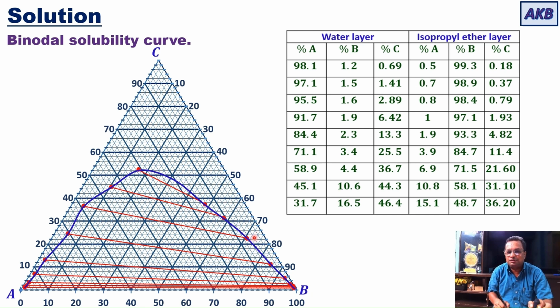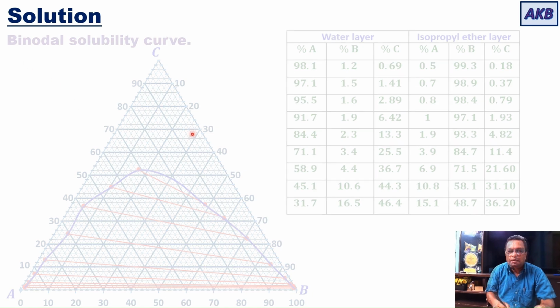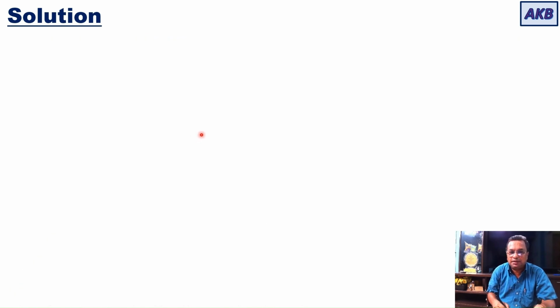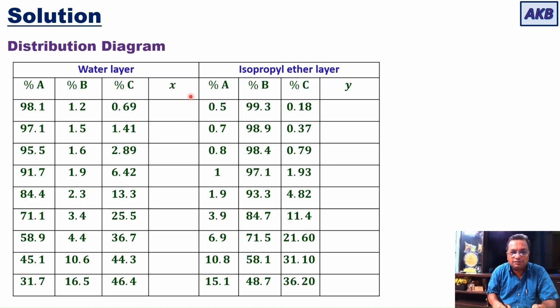I hope you have learned how to plot these points, how to use the triangular graph to plot the binodal solubility curve. Okay, so after plotting the binodal solubility curve on a triangular graph, now let us plot the distribution diagram. The distribution diagram will be plotted on a rectangular graph.